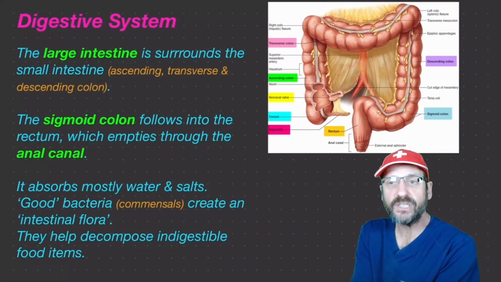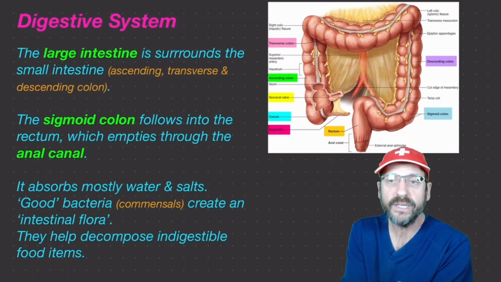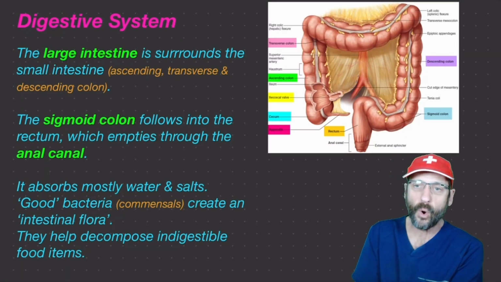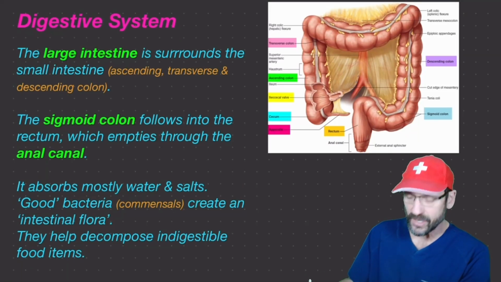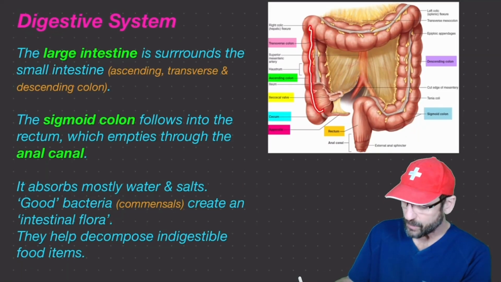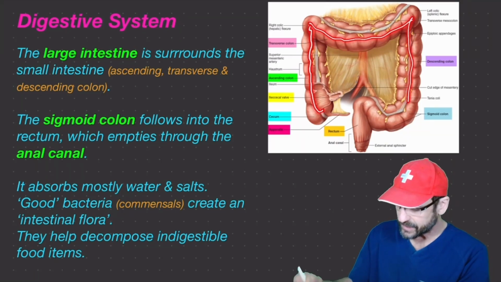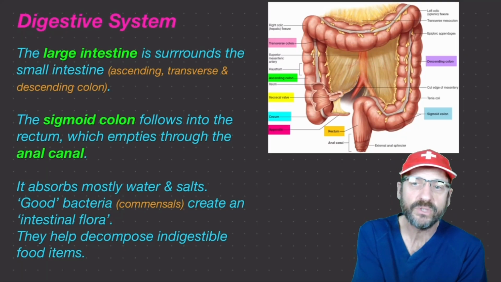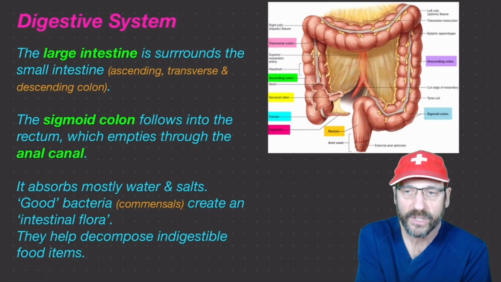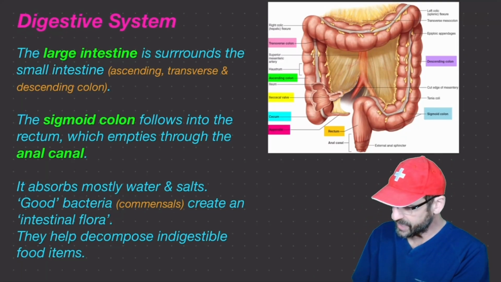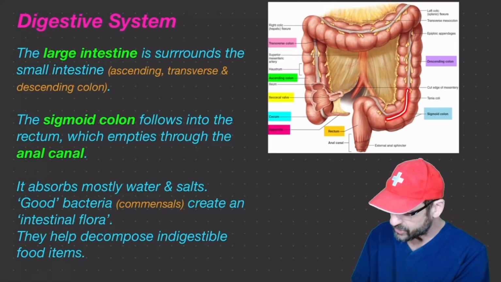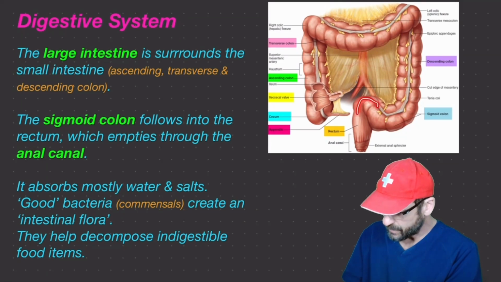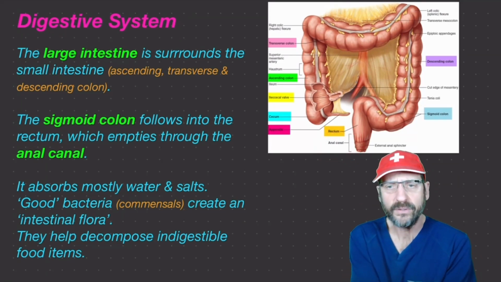The large intestine surrounds the small intestine. It has an ascending, a transverse, and a descending colon. And you can see that here as the ascending goes up, the transverse around, and then the descending follows down. And the sigmoid colon follows it into the rectum, which then empties through the anal canal. Sigmoid starts with an S, so it's this round structure, this S sort of shaped. And then we have the rectum and we have the anal canal at the end.